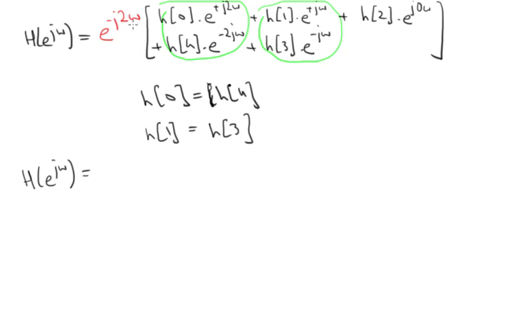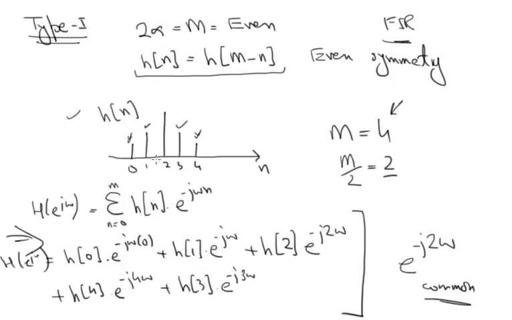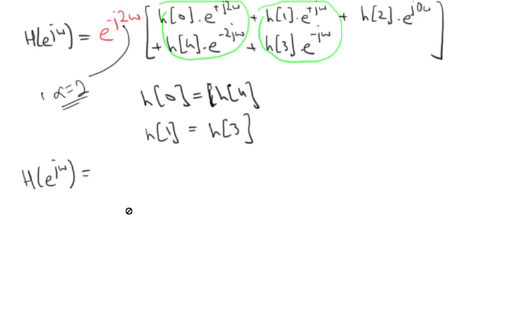One question you may ask: why did I take e raised to power minus j2 omega common? Here this 2 is basically your alpha, the point where your waveform or impulse response is symmetric. This is the point of symmetry. That's why I took e raised to power minus j2 omega common. Now let us proceed to this expression.